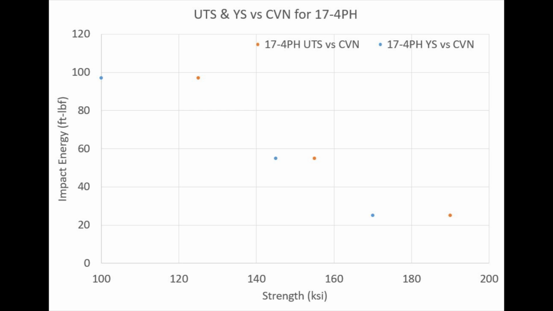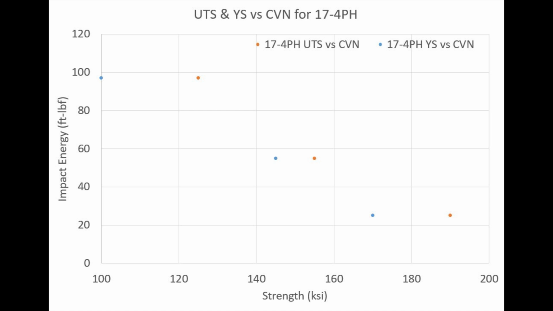So the last thing we can do once we've actually measured our Charpy impact energy values is plot the impact energy versus the strength of our material. And whether you're looking at the tensile strength or the yield strength in this case, we can see that as we go along the x-axis and increase our strength, the toughness drops off quite significantly.